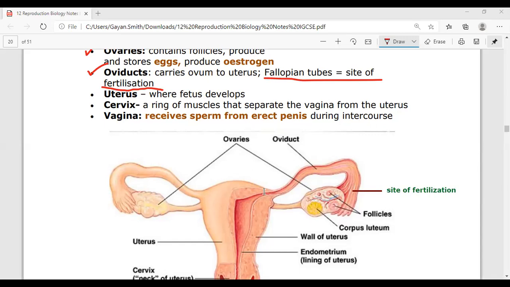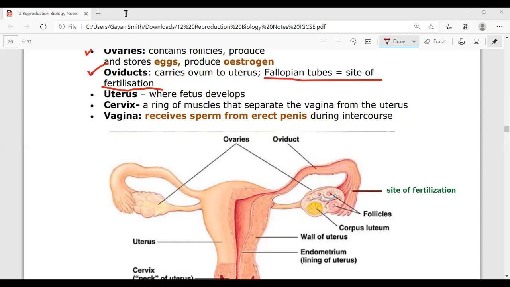You want it to become a ball of cells by the time it gets to the uterus, so that ball of cells can get implanted in the wall of the uterus. So you want the fertilization to happen here to give it enough time for the zygote to develop into a ball of cells and to develop the finger-like projections that will allow it to implant in the wall of the uterus.